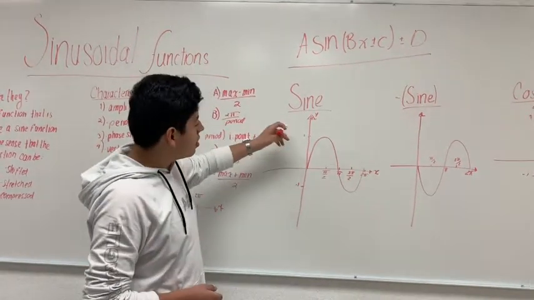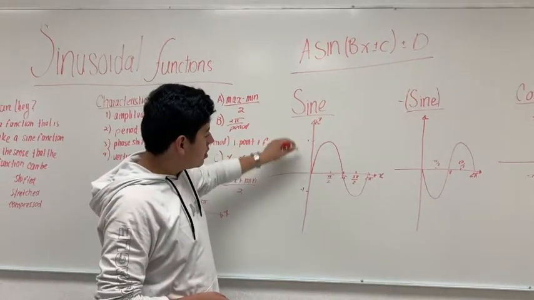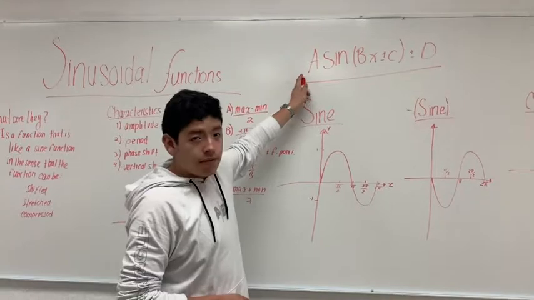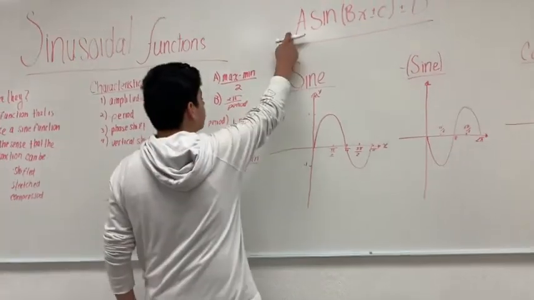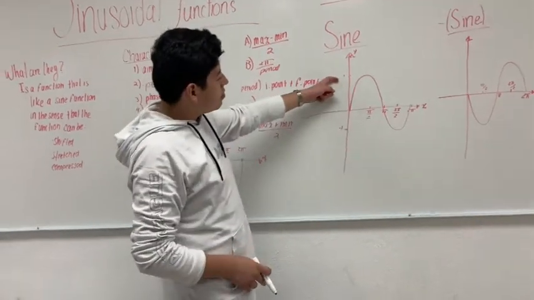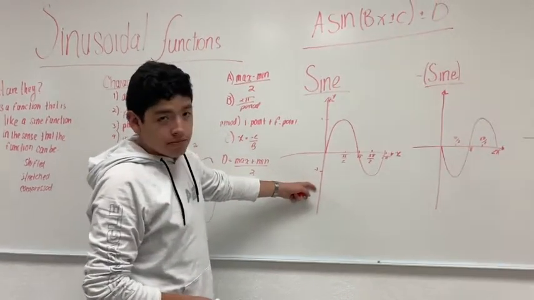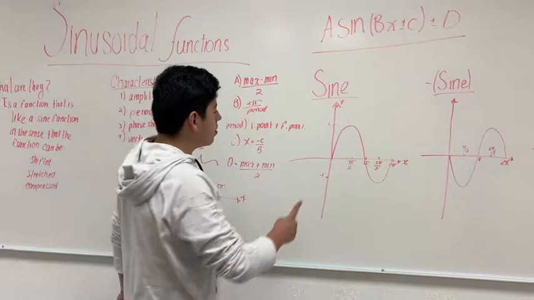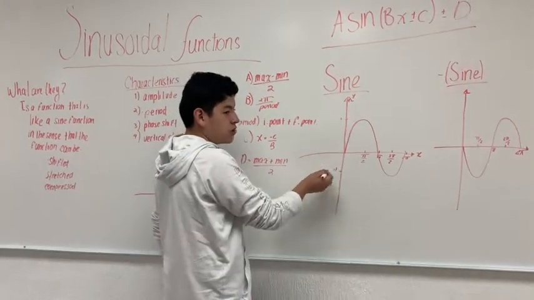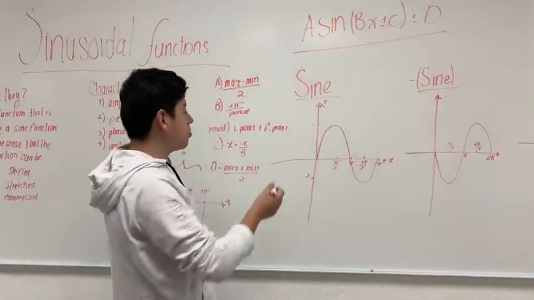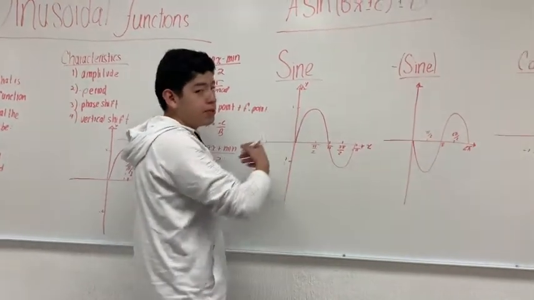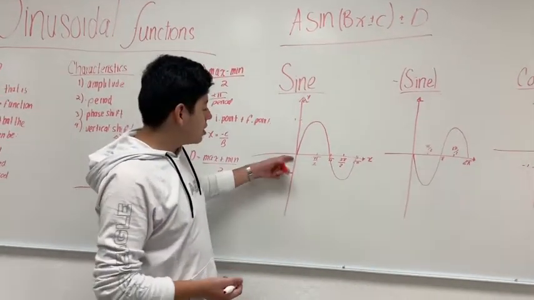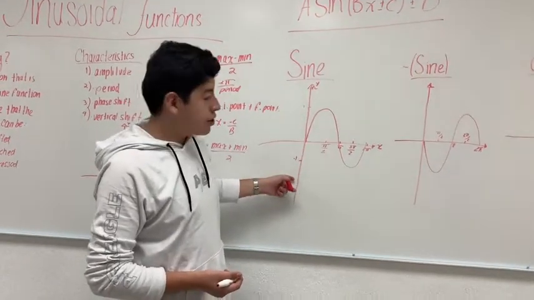In order to get the general form from the graph, we start with the amplitude. The amplitude is the maximum minus the minimum point, divided by two. In this case 1 minus -1 is equal to 2, and 2 over 2 is 1. So the amplitude is 1. The amplitude means the distance from the center to the maximum and minimum point.